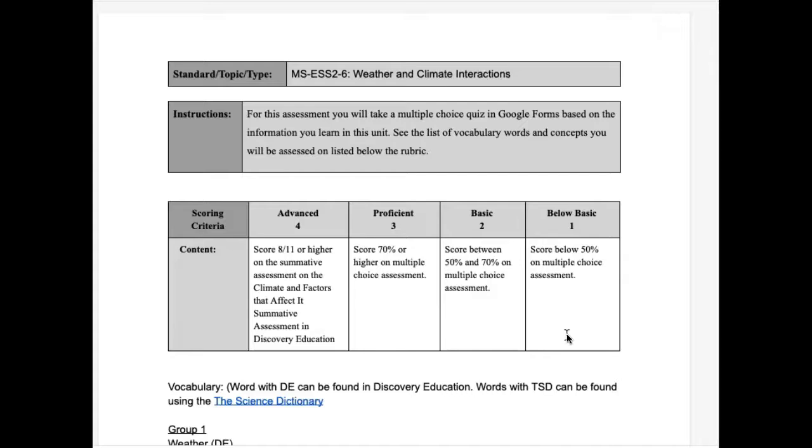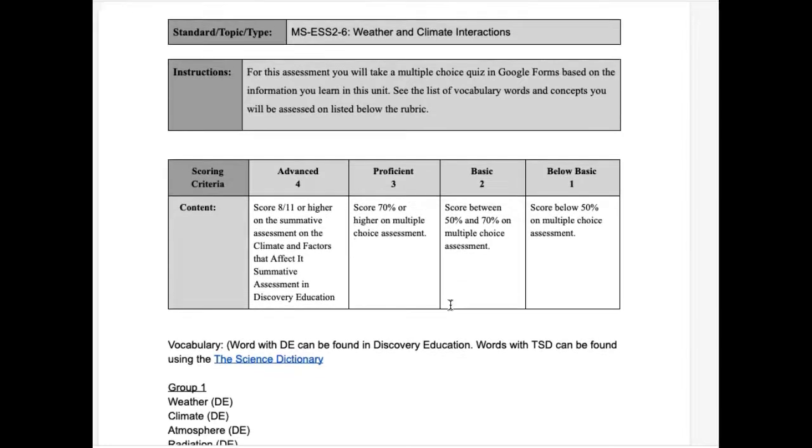Remember, as we talked about in class, this is going to be a multiple choice Google quiz in Google Forms. So just like all the pre-assessments that you've been taking in class, it's going to be just like that. So it'll look really familiar, and a lot of the questions will be really similar to what you've done on your formatives. You can look at the scoring here on your own.